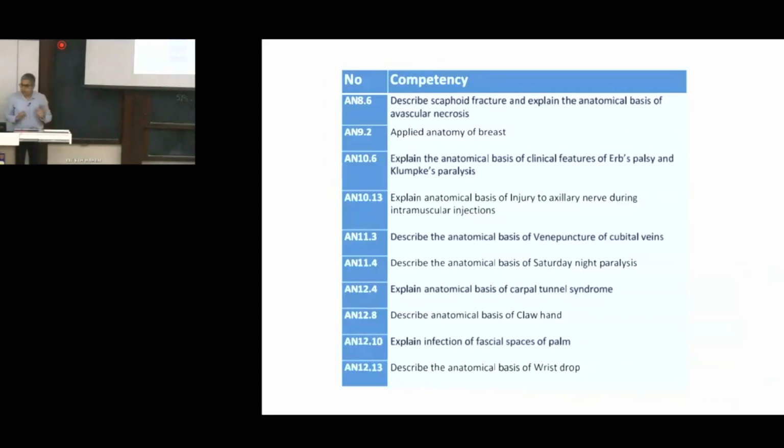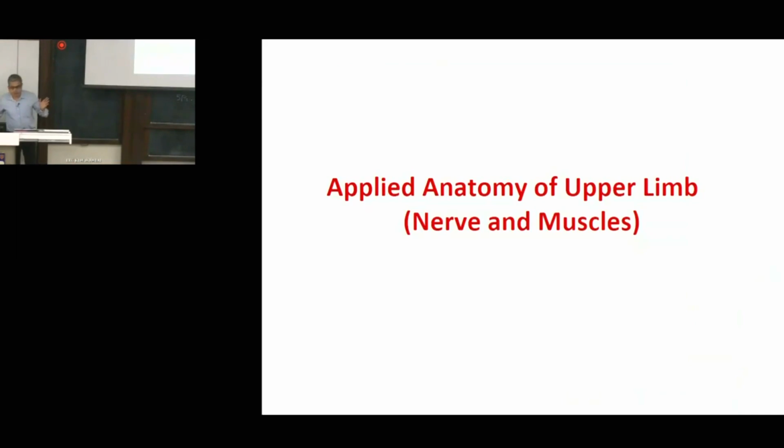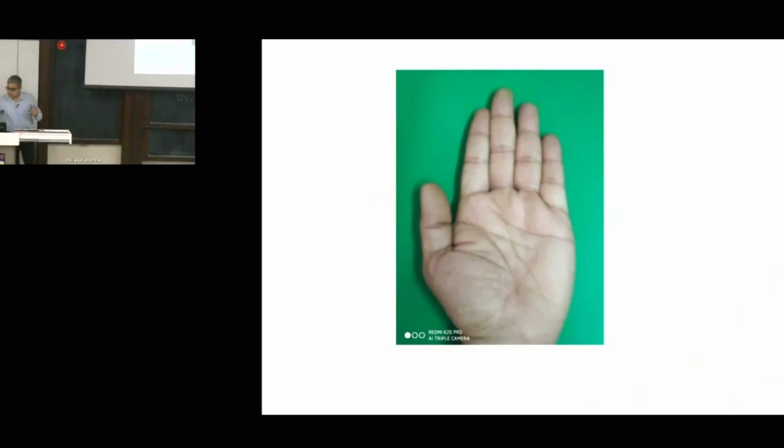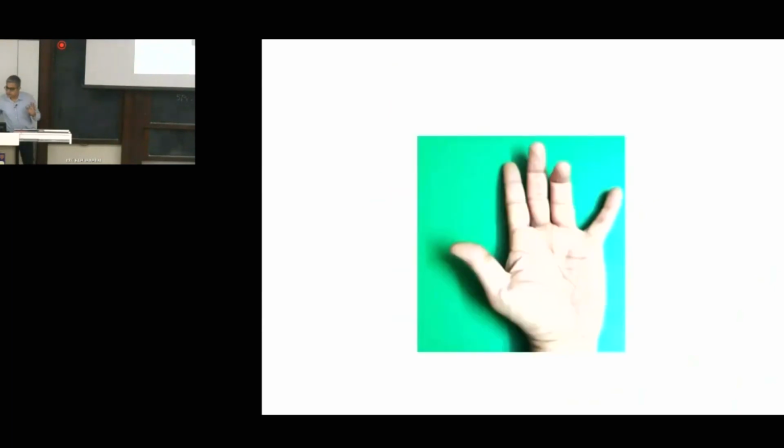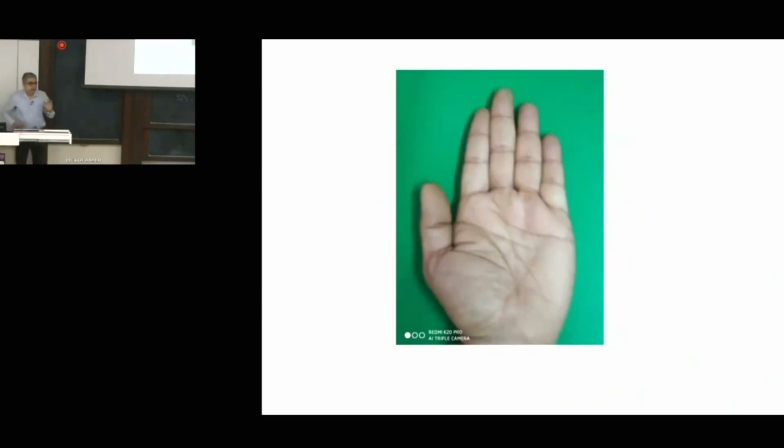These are the competencies we are going to cover in this session. First we talk about applied anatomy, muscle and nerve. Before that, they presented the radial nerve, and in that presentation they talked about the functions. Now, there are the intrinsic muscles of the hand.